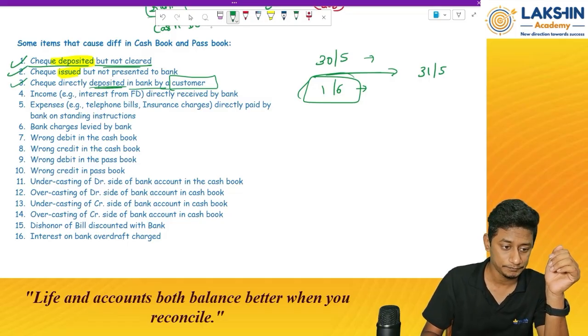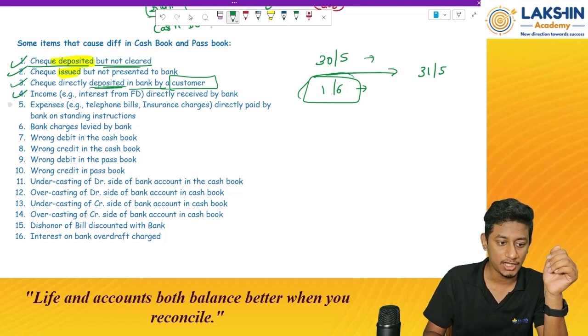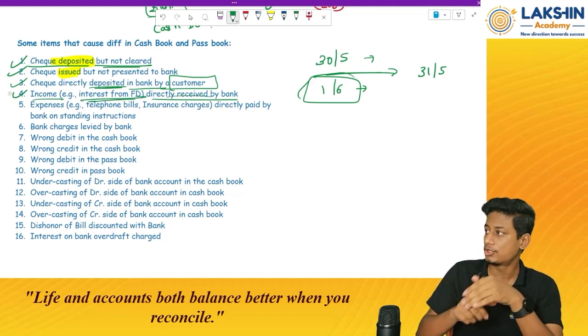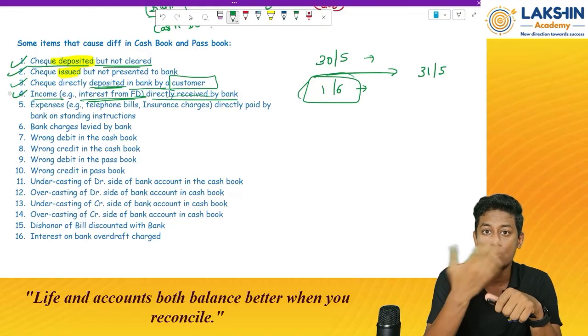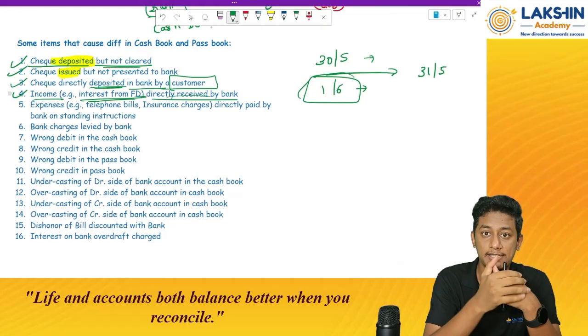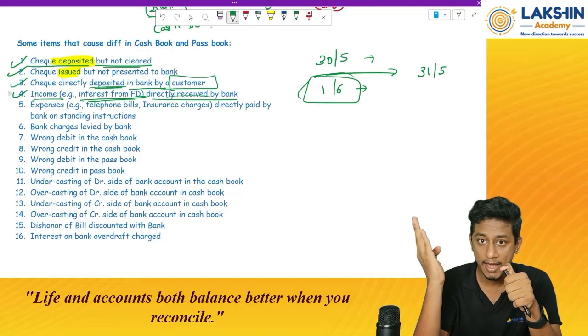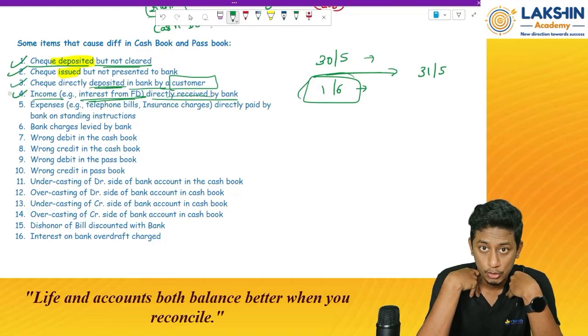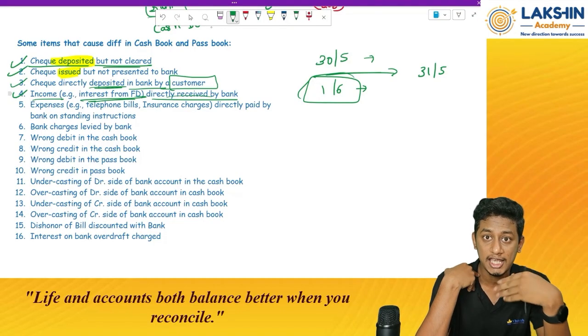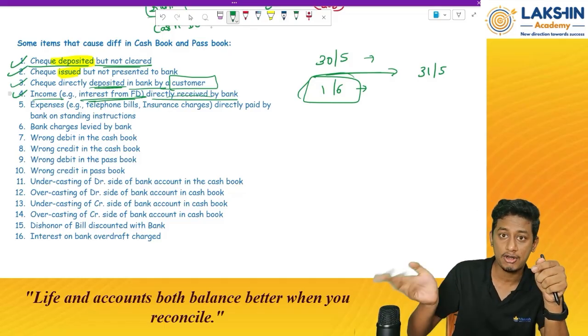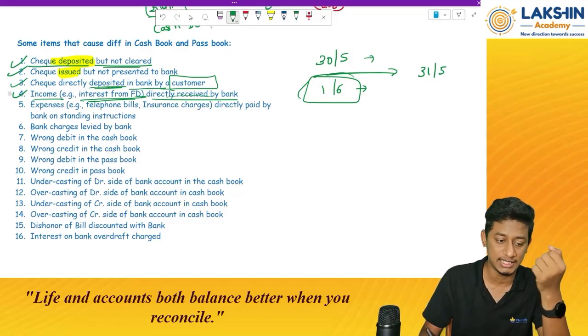Then going ahead. Income. Just like I said, let's say that's the interest from FD directly received by the bank. So the bank is directly paying me the interest, but I don't know about it because I was not intimated about it. So the bank is crediting the interest in the bank account. So my bank account balance is increased. But what about me? Do I know it? No. So will I pass an entry in the cash book? No, sir. So because of this, the bank account balance will be more, whereas my balance will be less.